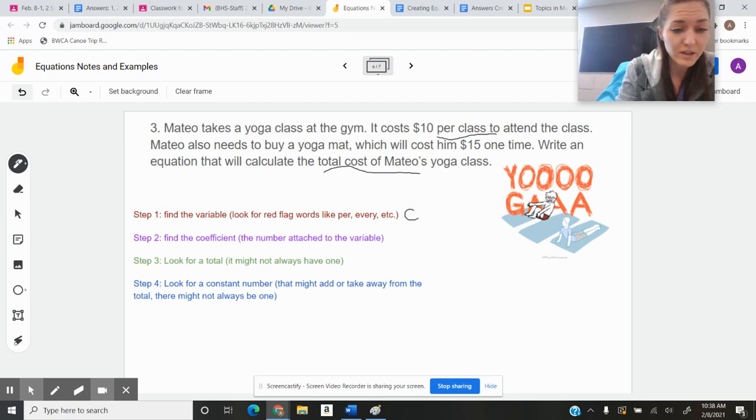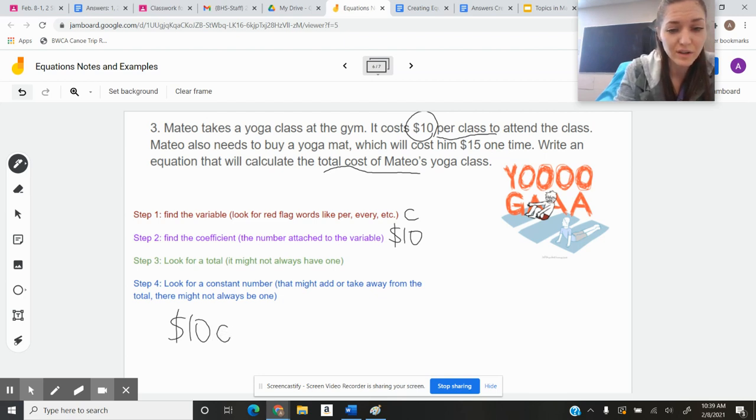All right, step 2, I need to find the coefficient or the number attached to the variable. That number is 10. We already kind of talked that one through. If he takes 2 classes, it would be $10. So I am taking 10 times the number of classes he takes. So I'm just going to write that down in my spare space right here, 10 times C. I know that's going to be somewhere in my equation.